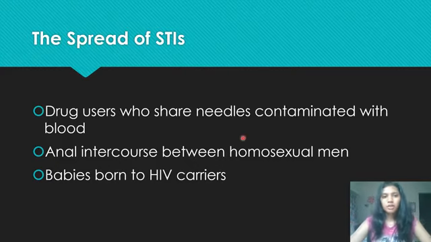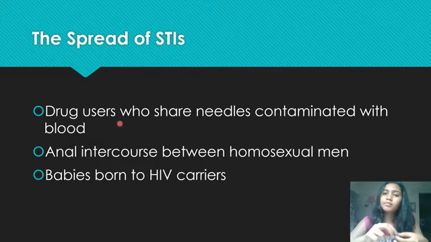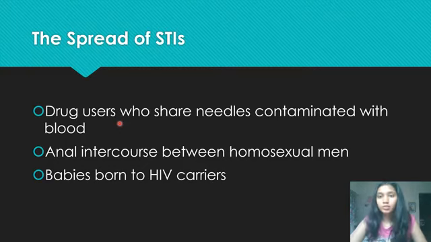So, the spread of STIs. There are three most common ways. One is drug users who share needles that are contaminated with blood. Basically, if one drug user has HIV and the needle is inserted into his flesh, then the remnants of the blood will still be on the needle. If another drug user uses the same needle, they'll be injecting that blood into their own body system, and so they'll get HIV as well.